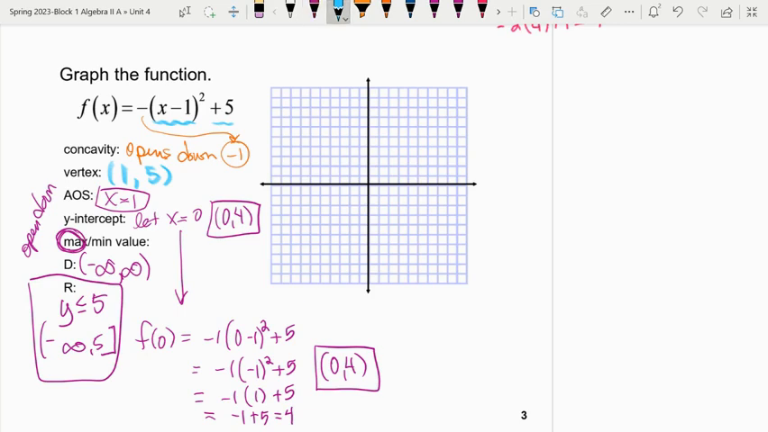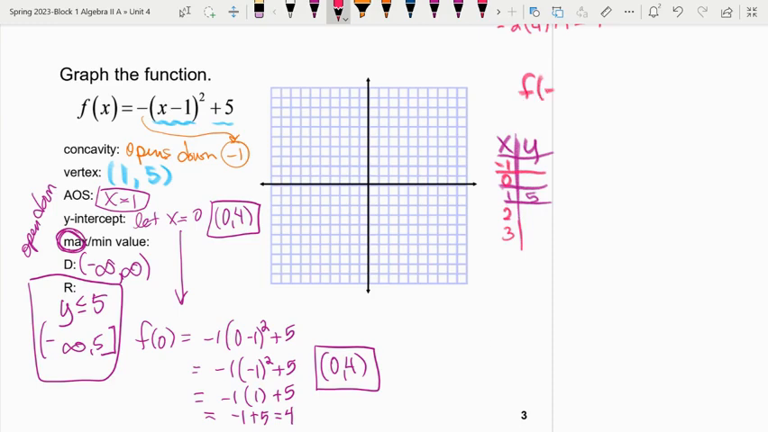Sketch this thing. We need to create an XY chart. And we'll put the vertex in the middle of it. So my vertex is (1, 5). Go below that 1, so you get to 0. Go below another one, negative 1, then go above it, 2 and 3.